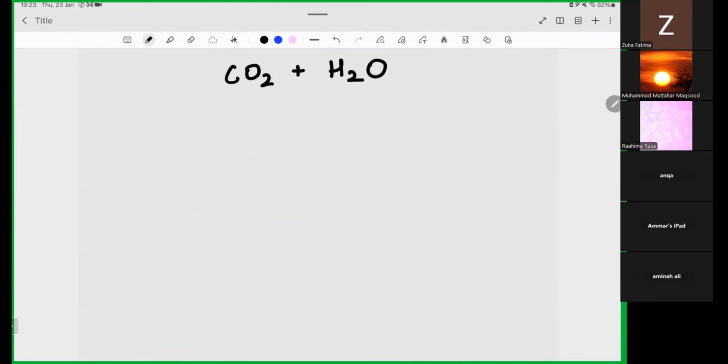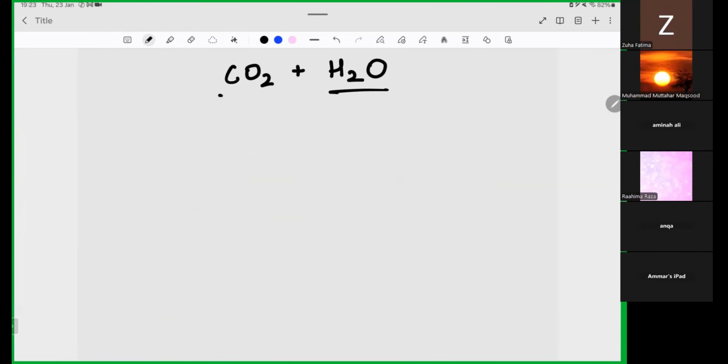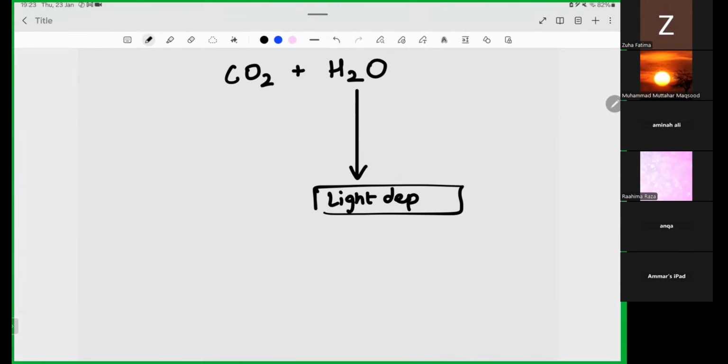Now, what would happen first? The light dependent stage come first or the light independent stage? Right, exactly. So the light dependent stage comes first. And which of the two reactants is involved in the light dependent stage? The water molecule or the carbon dioxide molecule? The water molecule. Very good. So this water molecule enters, or we can say that our photosynthesis starts with the light dependent stage.